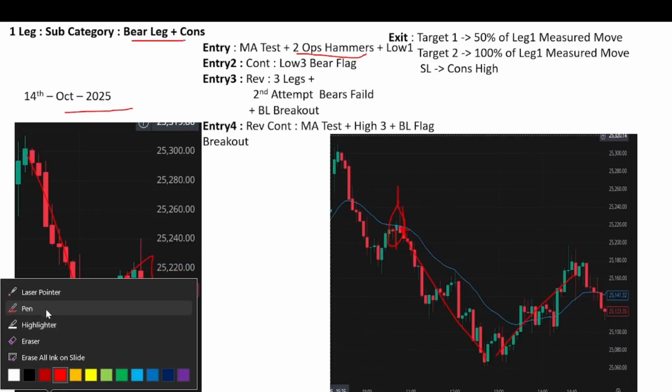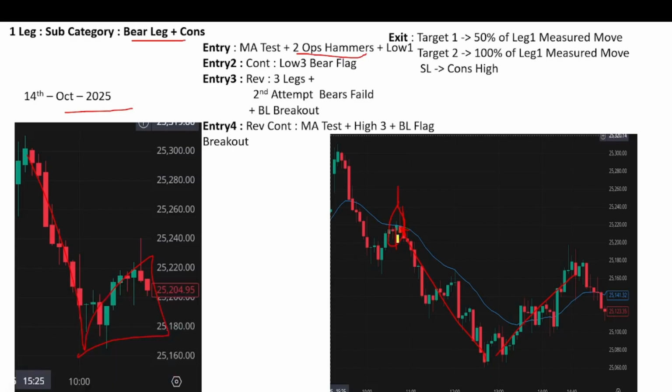Let me erase this. So after the bear hammer you also got the follow through, and this move is pretty strong, so you can enter on the low 1, especially when it is making opposite hammers, and when it also gave the follow through you can enter. And entry 2 is the continuation setup.